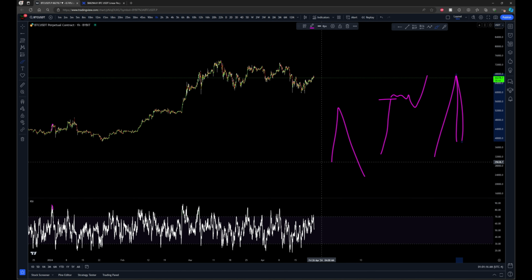Kind of ties in with the divergence as well, of course, because we're looking for the momentum to be slowing down, or price action is decelerating with the divergences. So it all ties in together. With the divergence video, make sure you watch that one first before this one.